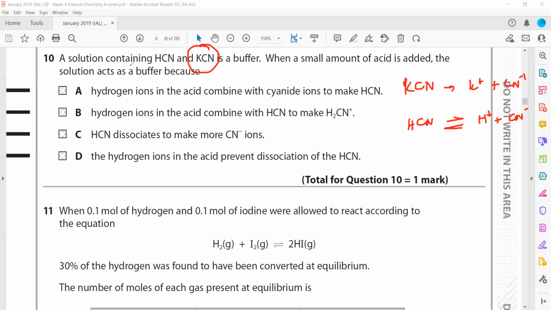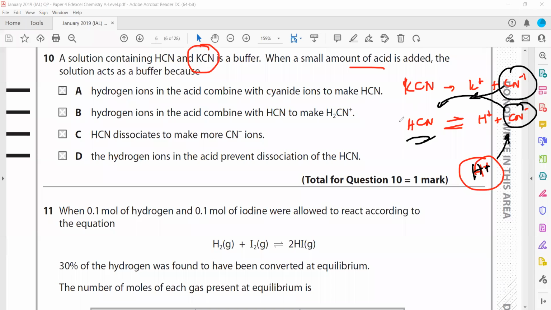Now in the question, we add a small quantity of acid. So we add H plus ion. When we add H plus ion, the H plus ion which is added will react with CN minus and it will form HCN. So a very small addition of H plus does not cause any change in pH, because we have a reservoir of cyanide ion. This cyanide can react with the H plus which we are adding, and it produces HCN molecule. So hydrogen ions in the acid combine with cyanide ion to make HCN. So A is the right answer.